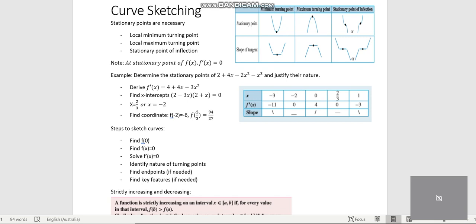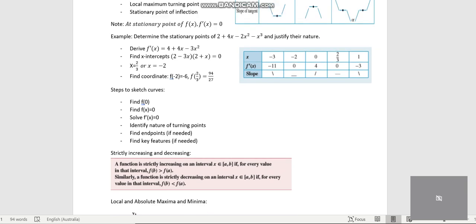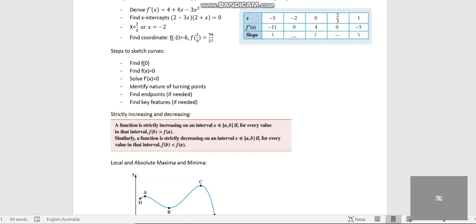The next part is strictly increasing and decreasing. This is a picture from the textbook. It says a function is strictly increasing on an interval x, a subset of between a and b both included, if for every value in that interval f of b is greater than f of a. Similarly, a function is strictly decreasing on an interval x if for every value in that interval f of b is less than f of a.